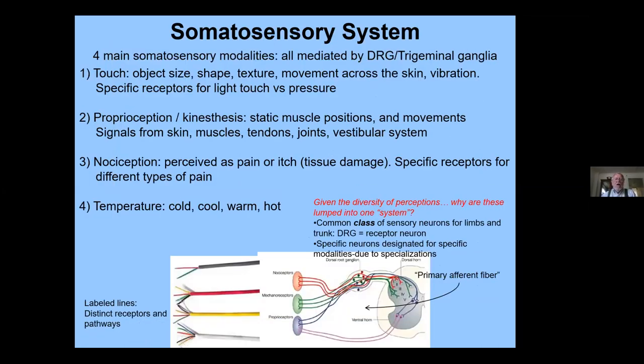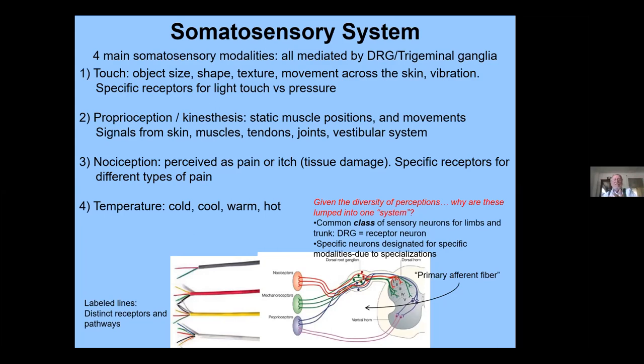So here, looking at here, the four major somatosensory modalities. So you have touch, and you have all of the things there, proprioception, and its partner, kinesthesis. So what is proprioception? It's considered primarily sensory. What is kinesthesis? It's considered primarily motor. So in proprioception, you're looking at your muscle positions, whereas in kinesthesis, you're integrating movements. And then those movements are now producing proprioceptive stimuli that indicate the change in the muscle positions. So you're getting signals from the skin, muscles, tendons, joints, and the vestibular system.